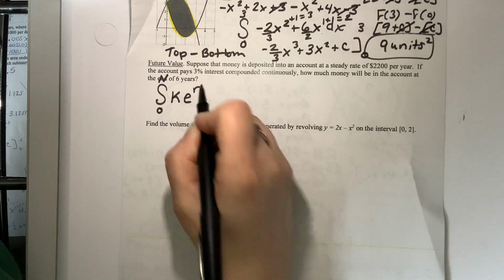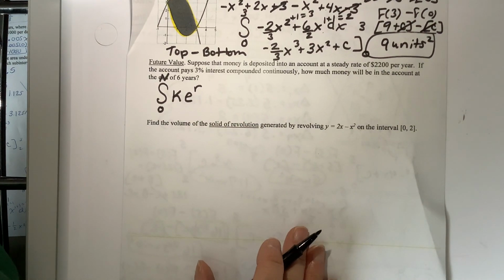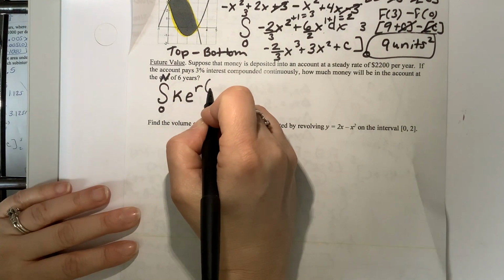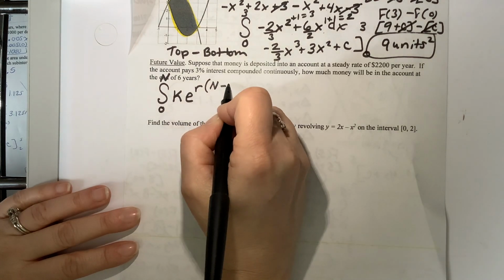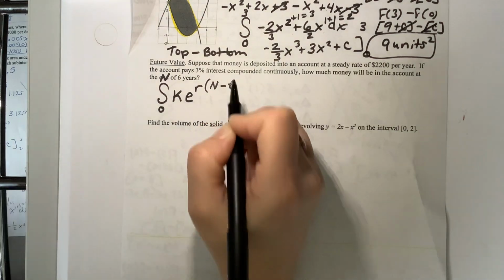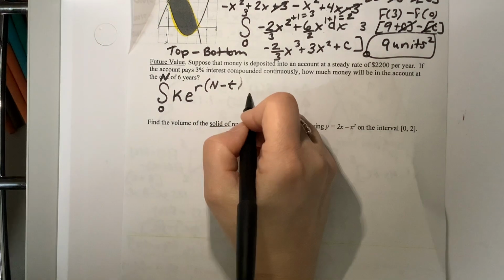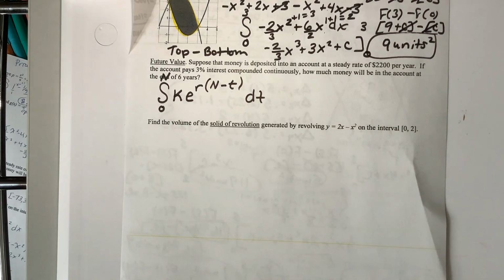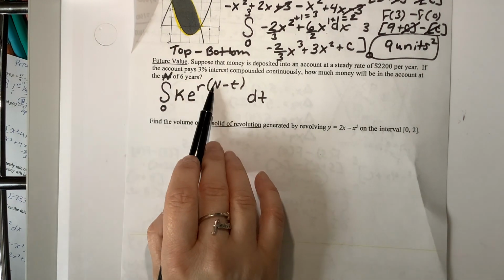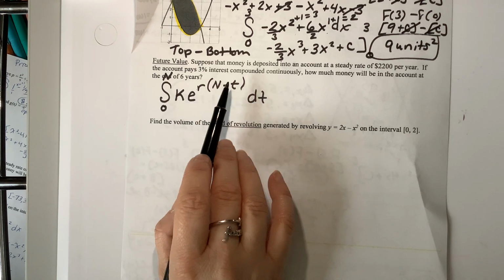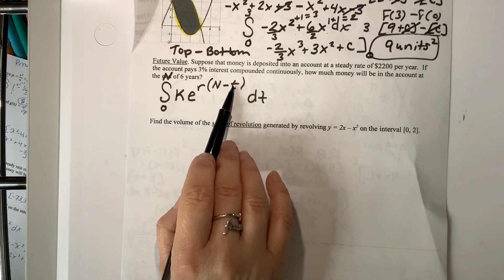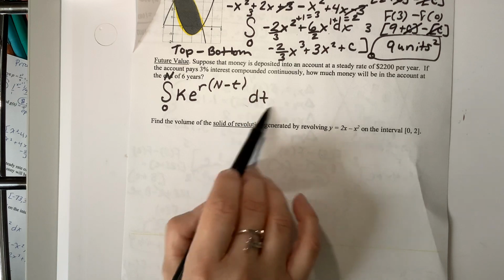E to the power of R, where R is an interest rate. In parentheses, it is N minus T, dt. So again, N is the number of years, R is the interest rate, T is a variable, so we keep it in terms of T, and we know that because of dt.